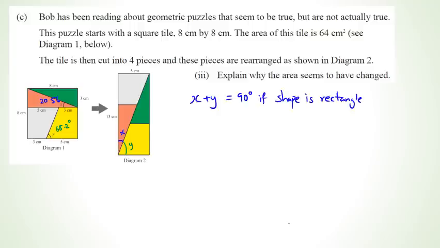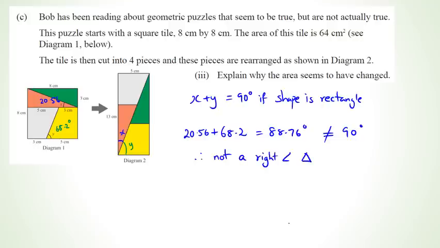Now x plus y is equal to 20.56 plus 68.2. It actually equals 88.76 degrees. Now this is not equal to 90 degrees, so therefore it's not a right angle triangle. And so that means you can't multiply base times height to get your area.